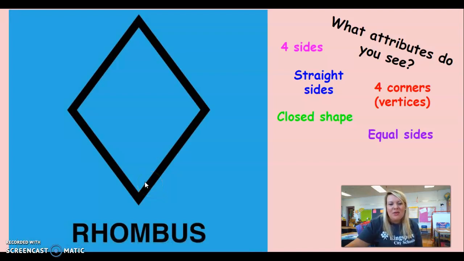I'm also noticing that this shape is closed. There are no openings at all. The sides are straight, and it looks like the sides are equal too. Do you know another shape that has equal sides? I hope you said a square, because a square has equal sides, just like a rhombus. A rhombus is like a special square.